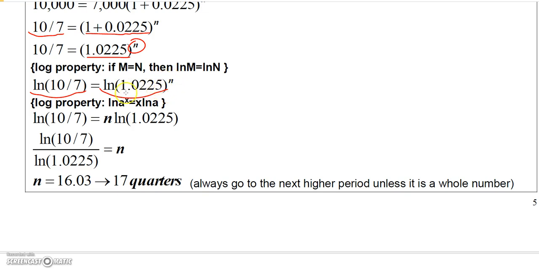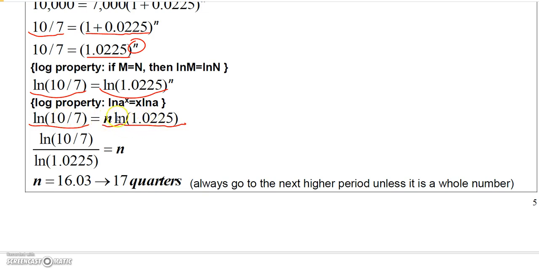Now there's a property that says that anytime I take the log of something to the nth power, I can write that as N times the log. So there's a log property, you might have to go look it up, but there's a log property that says the natural log of 1.0225 to the N can be written as N times the natural log of 1.0225. Well, once I get to that point, I have a natural log of 10/7 on the left, and that's just a number. And over here I have N times another natural log, which is also a number.